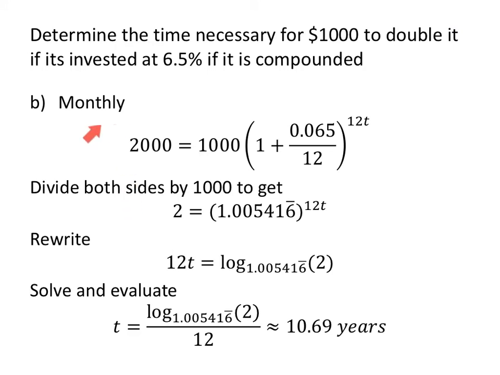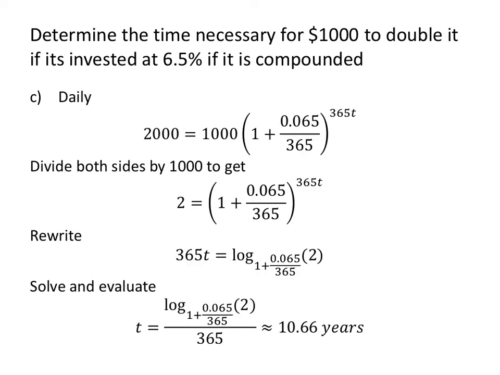If the same problem is now compounded monthly, the only thing that changes is the annual becomes monthly. I'm still going to divide by 1,000 in order to isolate the exponential part. This exponential part kind of looks ugly to the 12t, so 12t is the power to which I raise 1.00541 repeating 6s to get 2. Divide both sides by 12, and it turns out to be 10.69 years.